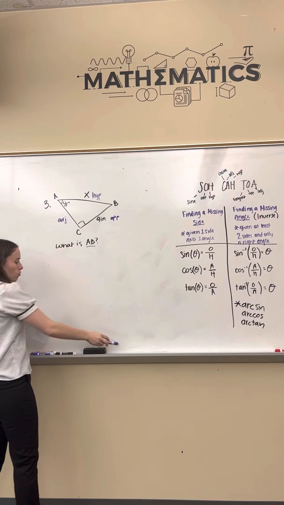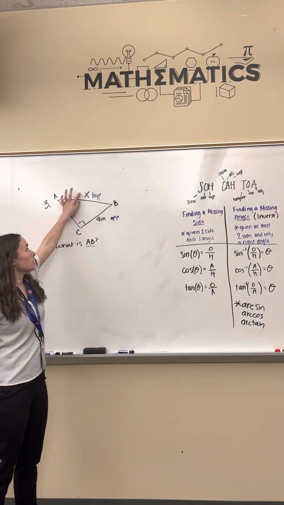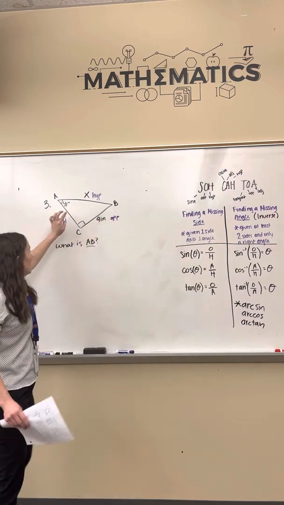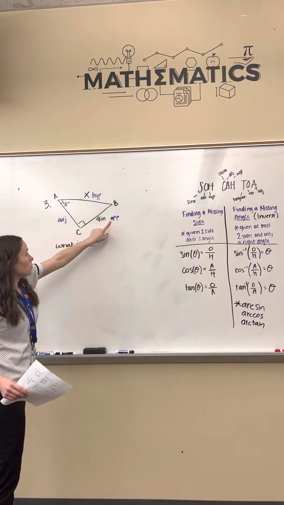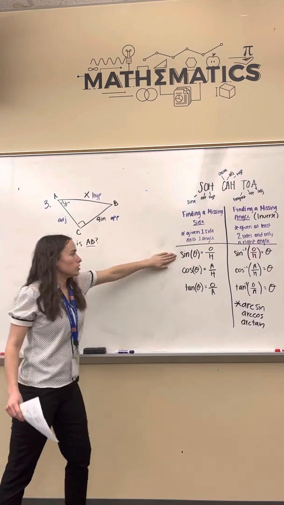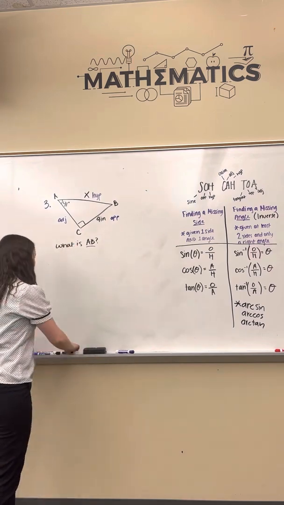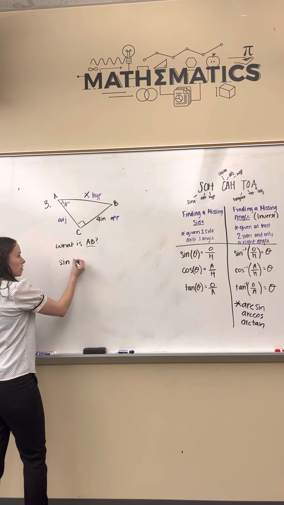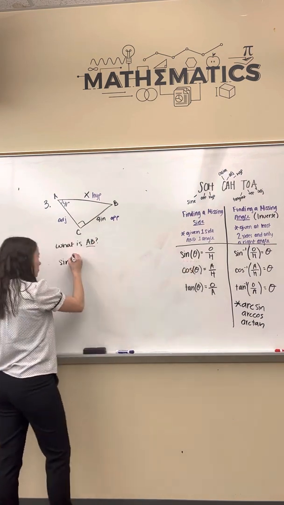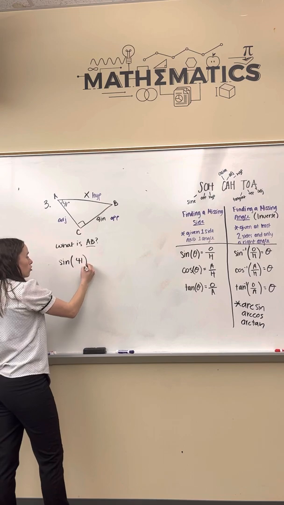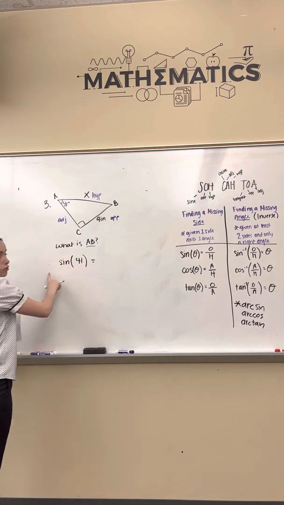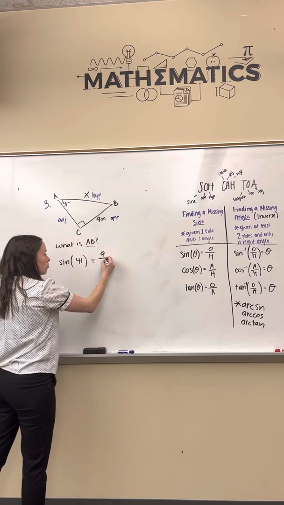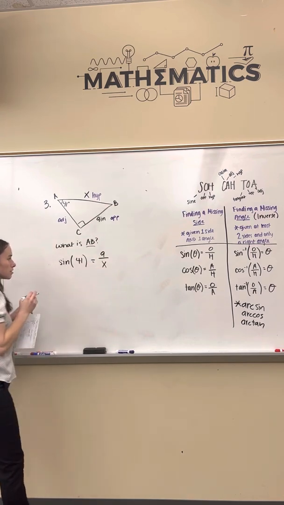Well, going over here, we're trying to find a missing side. We're given one angle and one side. And we're dealing with the opposite and the hypotenuse, which means we want to look at sine. So now all we do is set it up. We say sine of an angle, that's what this means. So sine of 41. And you always want to write this out like this, okay? Equals your opposite 9 over your hypotenuse x.